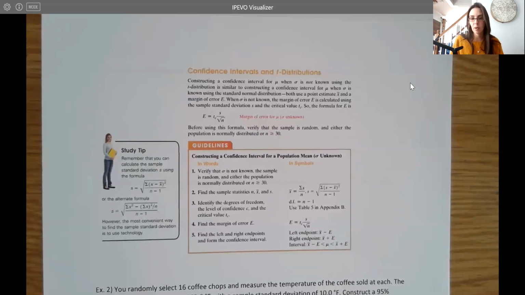Constructing a confidence interval for the population mean when the population standard deviation is not known, using the t-distribution, is very, very similar to what we did in the last section when sigma was known. So we're still going to use that point estimate as our center, and we're still going to find a margin of error, and then we're going to add or subtract that on both sides. But again, instead of using a z value, we're going to use a t value here.